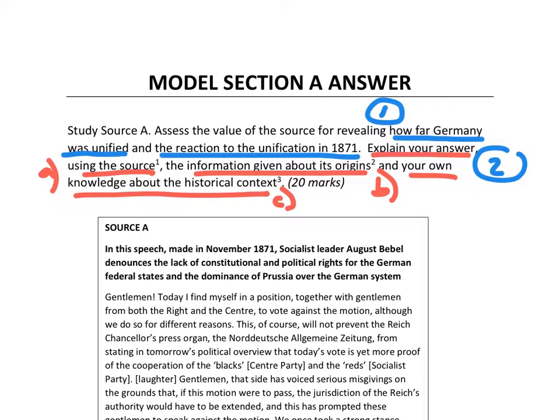The purpose of this podcast, though, is to exemplify to you a couple of paragraphs which I've written myself to give you a model to exemplify how you can use your precise own knowledge to make the inferences, which is the part A there, explain your answer using the source, that's the inference bit, but also using your precise own knowledge to evaluate the provenance of the source, which is the second bit there, the information given about its origin. So I'm not going to read through the source with you.